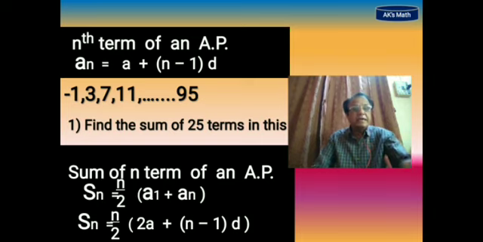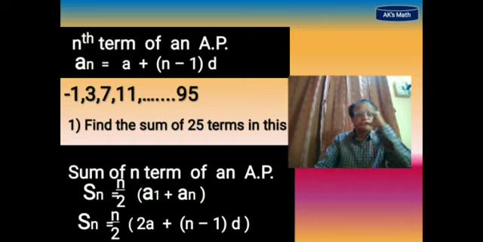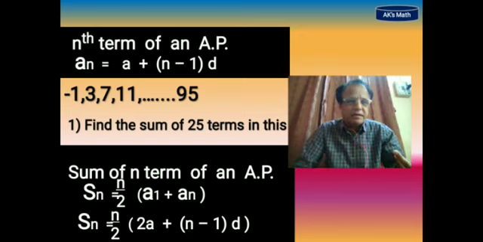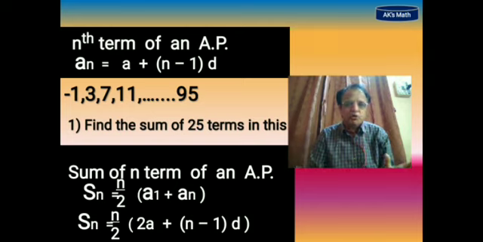Suppose 95 is not given, and only -1, 3, 7, 11 is given. Let's imagine that 95 is hidden. So only the first 4 numbers are given, and it is asked to find the sum of the first 10 terms. In that situation you don't have an, the last term.